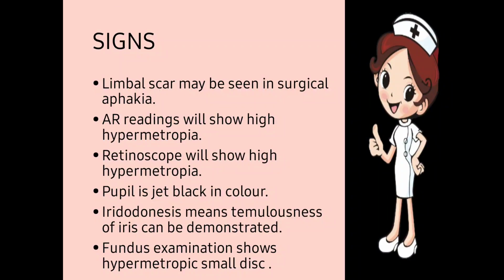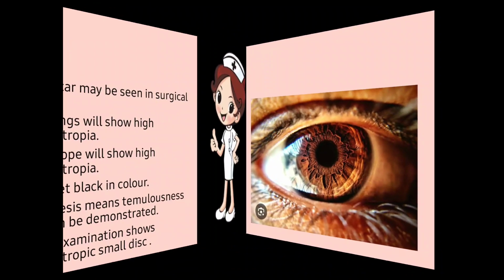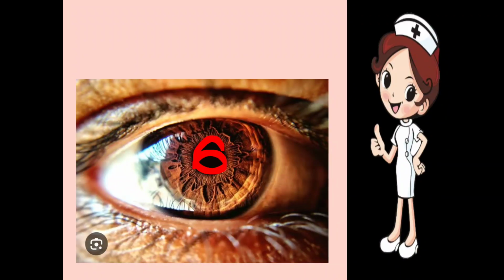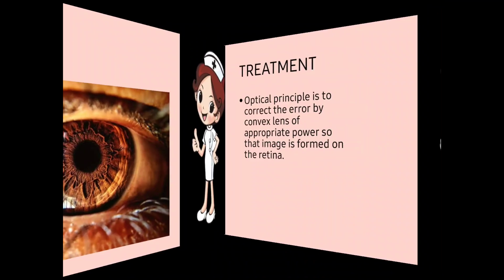Next one, AR readings will show hypermetropia. The autorefractometer's reading will always show a high plus power between 10 to 12 or 10 to 15. The retinoscope will show high hypermetropia. If we do retinoscopy, it will again show the high plus power. The pupil will be jet black in color. If you notice the pupil here, it is purely black.